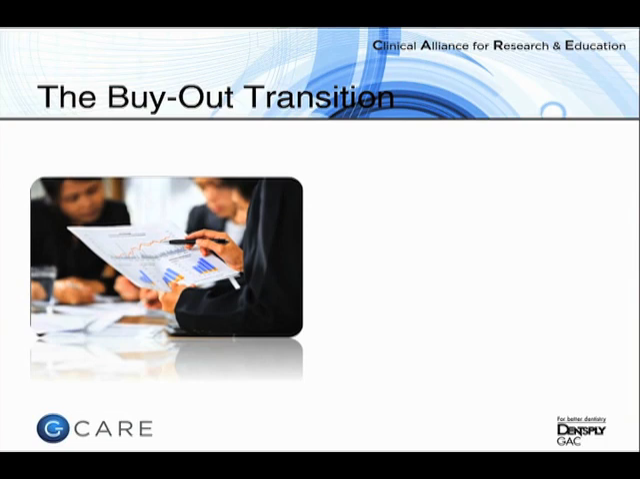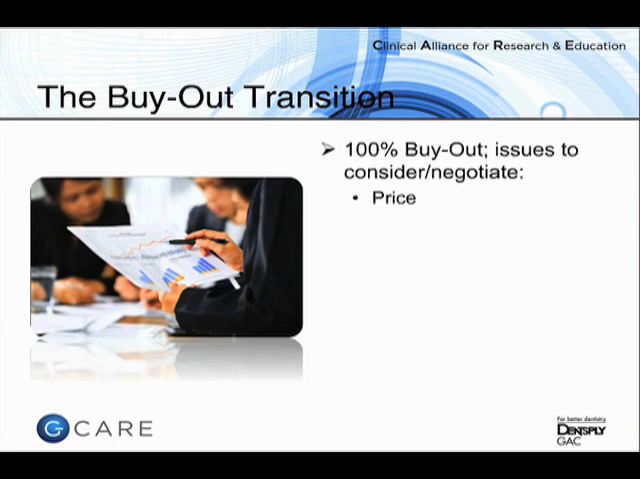The first one is a buyout transaction. And we refer to a buyout transaction as where the junior doctor is buying the entire practice in one transaction. So they'll buy the practice and own 100% of the practice after the transaction. So we refer to it as a 100% buyout or a buyout. We're going to talk about some issues to consider and negotiate when you're buying a practice.